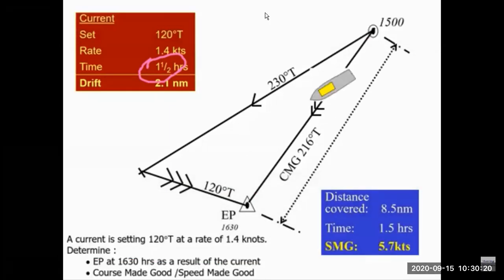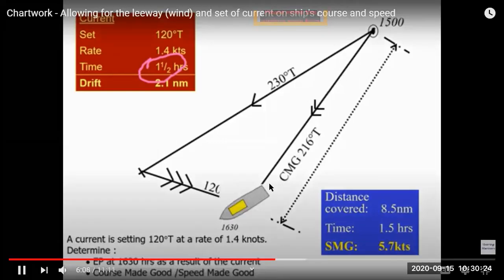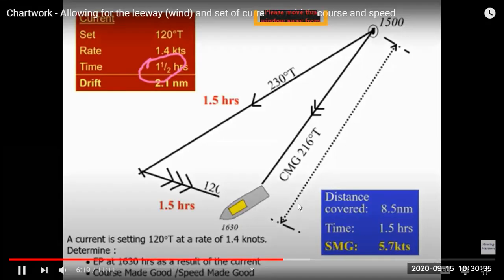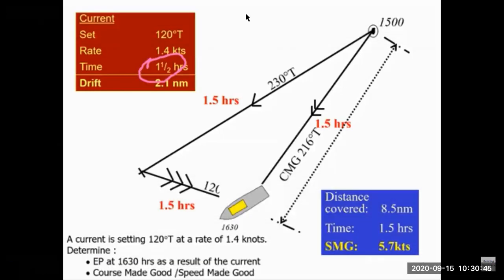So this is the animation. The ship is steering 230, but moving on the course made good because of this current. Distance covered, we will measure. This distance is 8.5 miles. Time is 1.5 hours, so speed made good is 5.7 knots. So you can now measure your distance made good and speed made good.